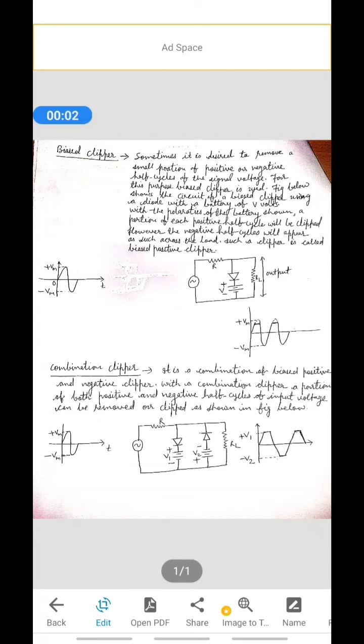Today our topic is biased clipper. We already studied about clipper. Today we study about biased clipper and combination clipper.